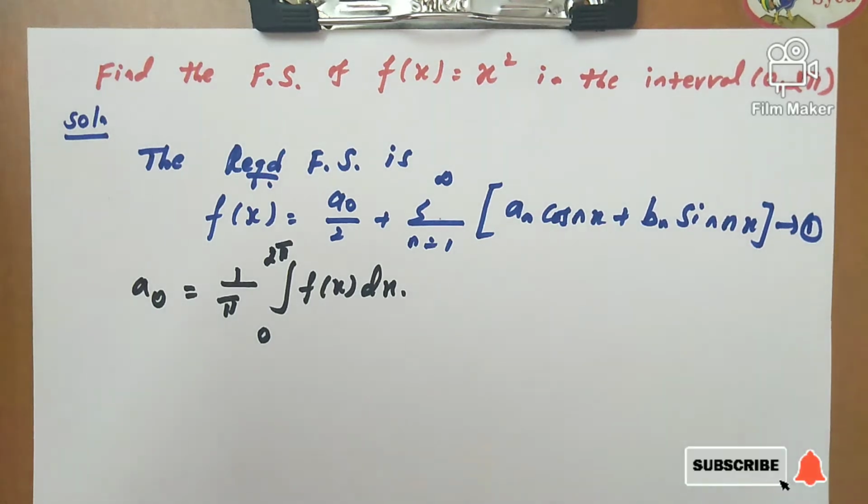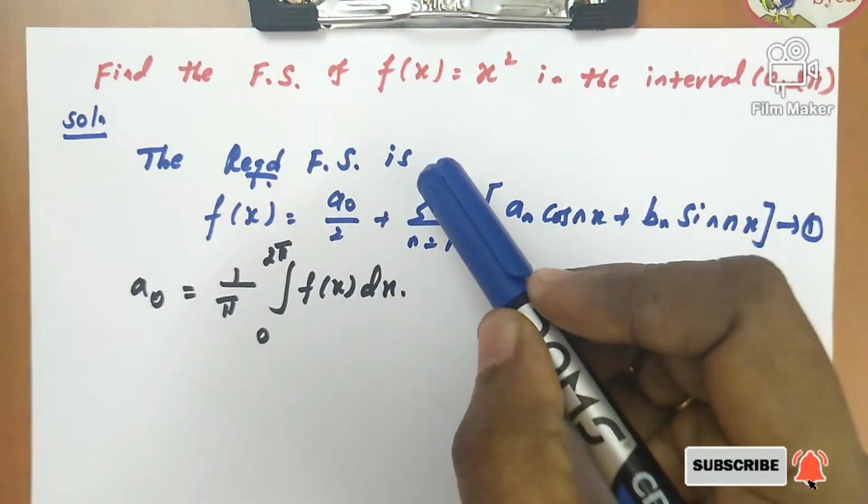In this video, we are going to see a problem under Fourier series. Find the Fourier series of f of x is equal to x square in the interval 0, 2 pi. So this is the question. For this, the first step is the required Fourier series.